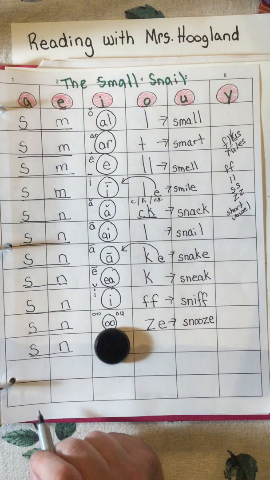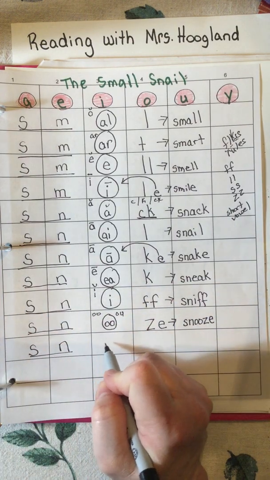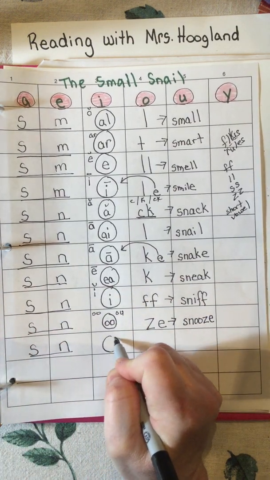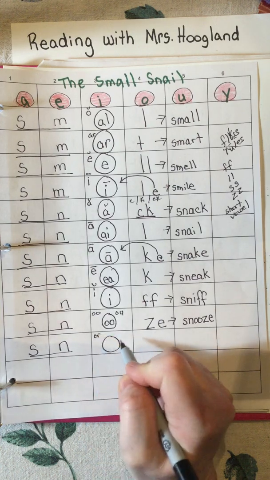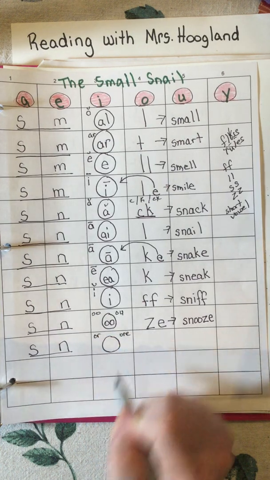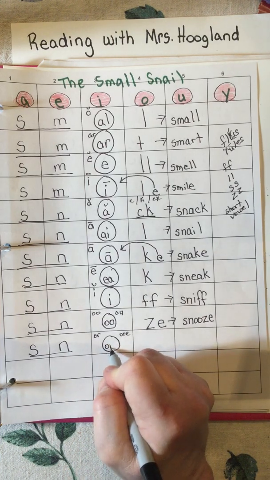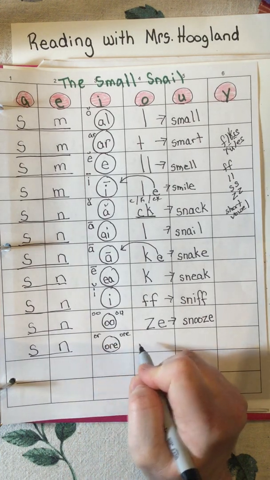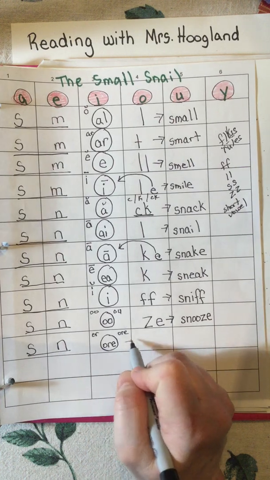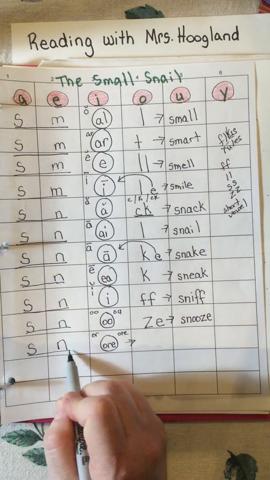That's our blend. Who says or? Here's our circle for it. O-R says or, and O-R-E says or. In this instance, it's going to be O-R-E. Ready? We're going to sound this word out together. Ready? Snore.